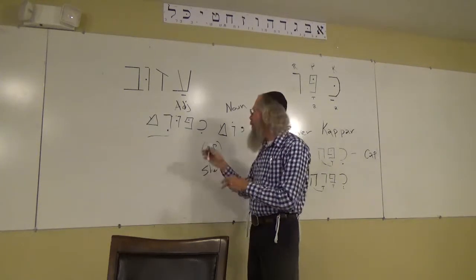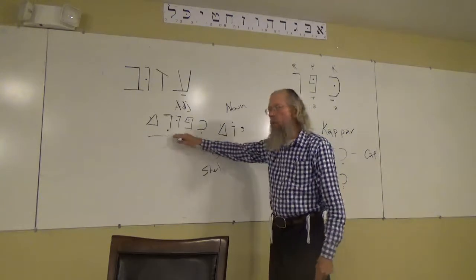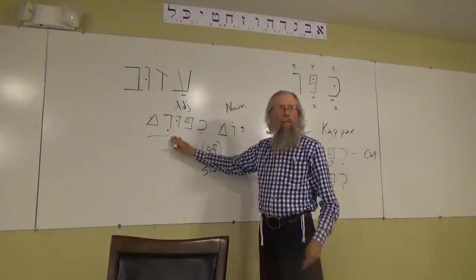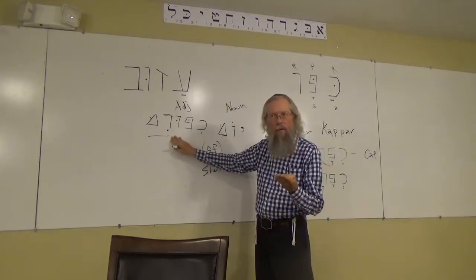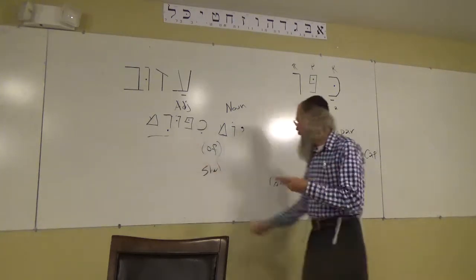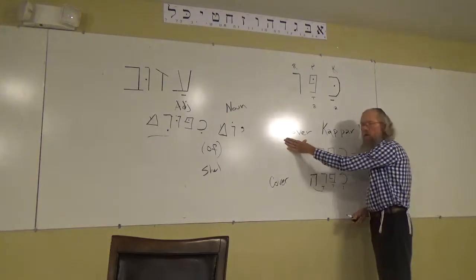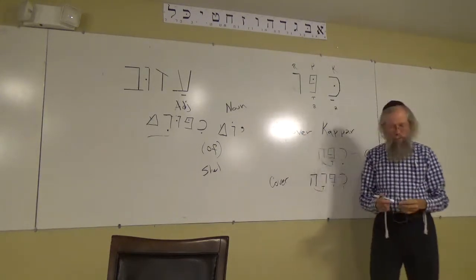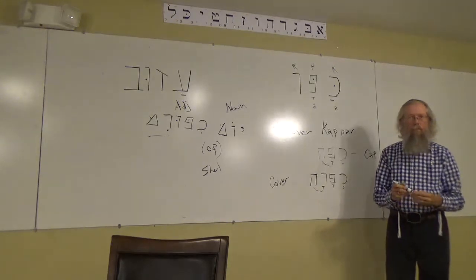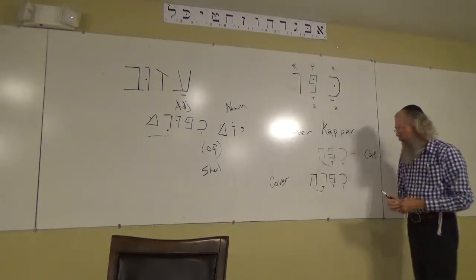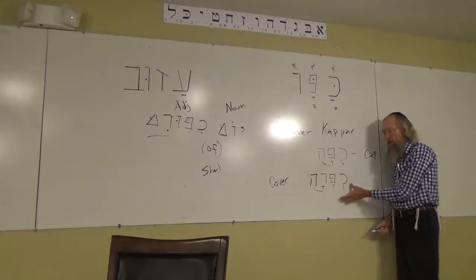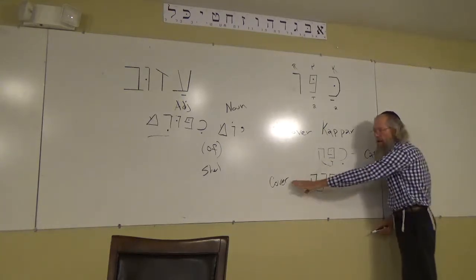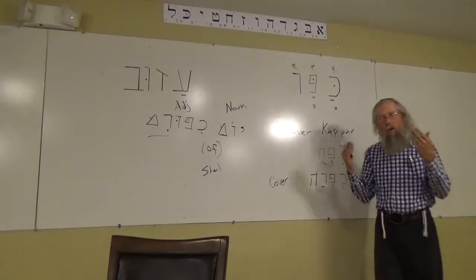But Kippurim does not mean atonement. The idea of atonement is there, but it does not mean atonement. It means what? Covering. The day of coverings. It means to cover. What's up, Tara? So what? So here you have kapara, which means what? Cover.